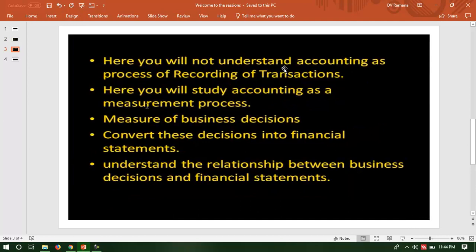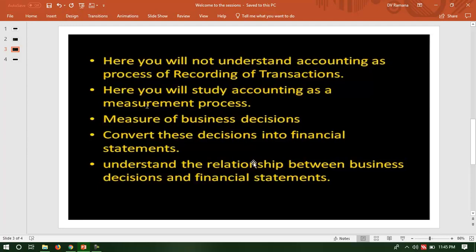Here you will not understand accounting as the process of recording the transactions, but you will study accounting as a measurement process, measuring the business decisions, converting these decisions into financial statements, understanding the relationship between business decisions and financial statements. So throughout the course, your focus is understanding and using the financial statements.